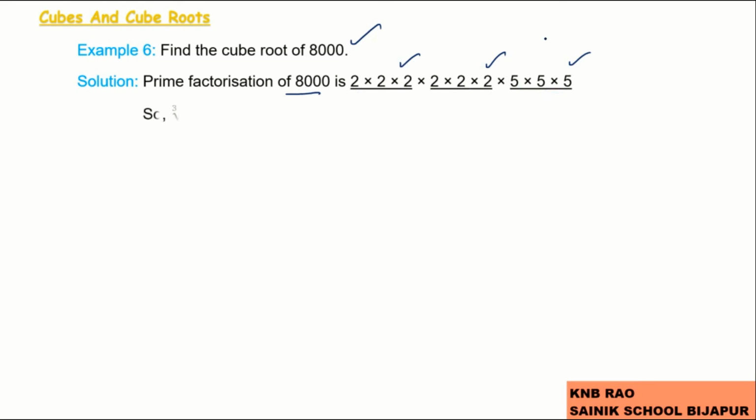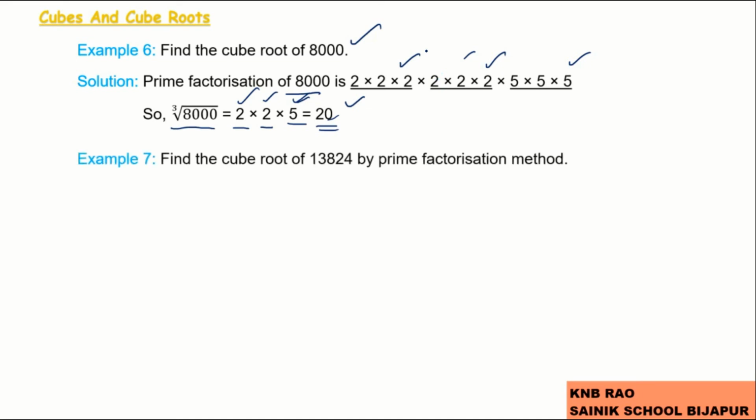So therefore, to find the cube root of 8,000, we take one for each triplet the prime factor comes. So one 2 for this triplet of 2, one 2 for this other triplet of 2, and one 5 for this triplet of 5. So the product of this is 2 2s are 4, 4 5s are 20. 20 is the cube root of 8,000.